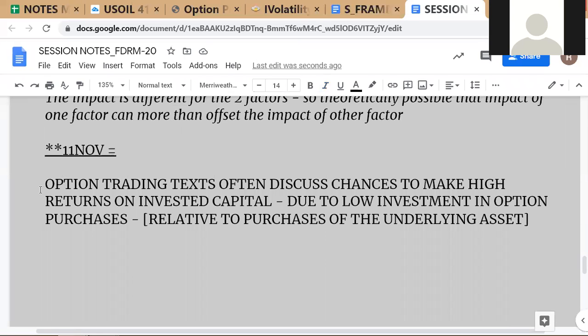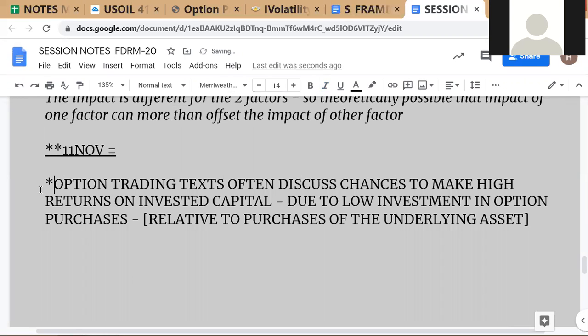Okay, so this is what I'm writing about here. This is one of the topics that we are discussing. And why is there high return on invested capital? Because there is low investment in option purchases. So the denominator is low. That's why the ratio is high. And when I say low, yes, low relative to purchases of the underlying asset. That I showed you, the underlying asset price is 100. Option price is $3. So obviously there's a low investment here. And because the denominator is low, the return on invested capital is high.